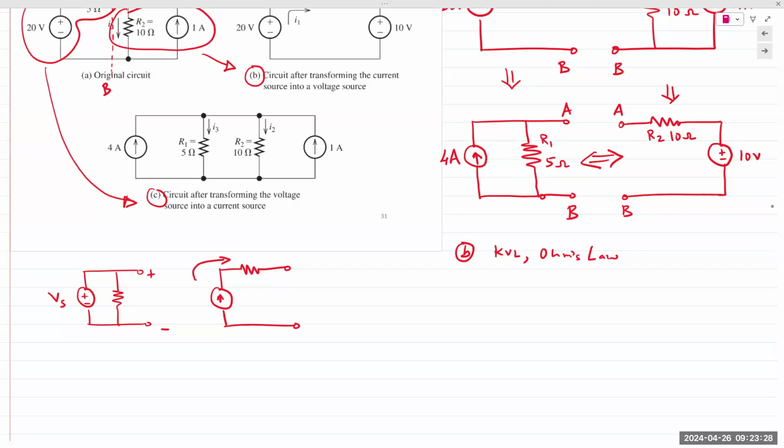Now you have both sources going in. You could solve C using KCL and Ohm's law. Both currents are coming in, meaning they add up. If they add up, you have the total current going into those two resistors. You can apply current division, or you can find the voltage across those resistors by applying Ohm's law and solve for any other quantities.